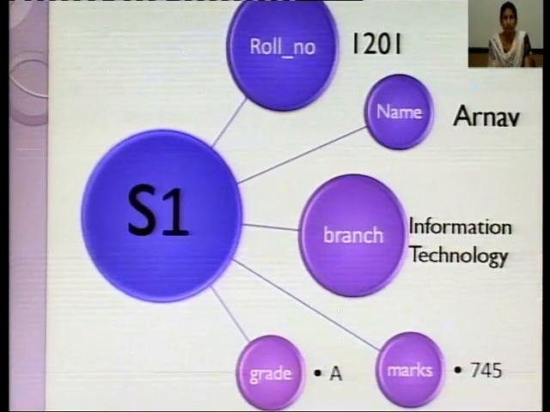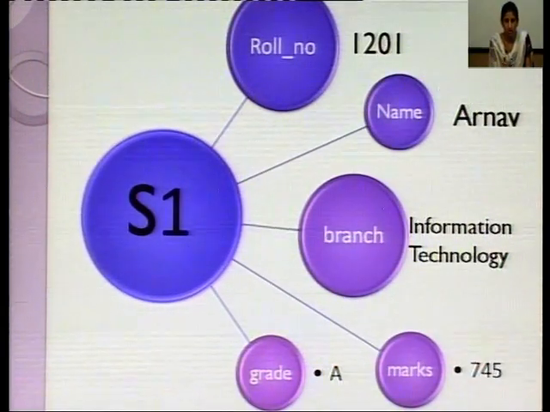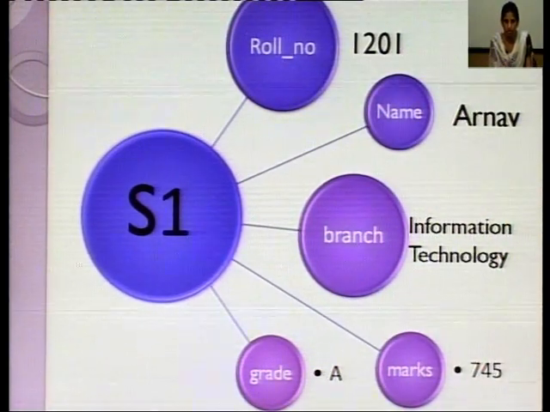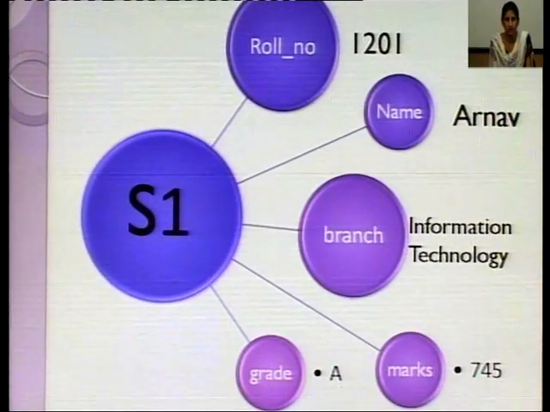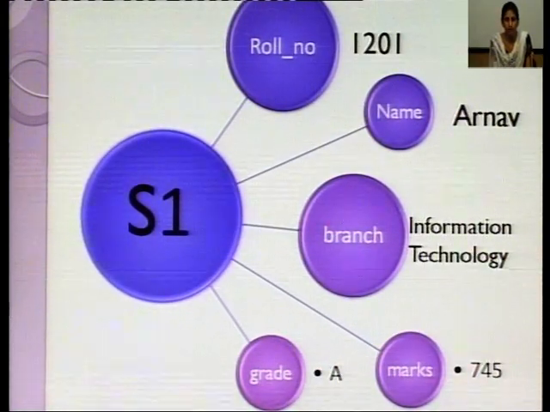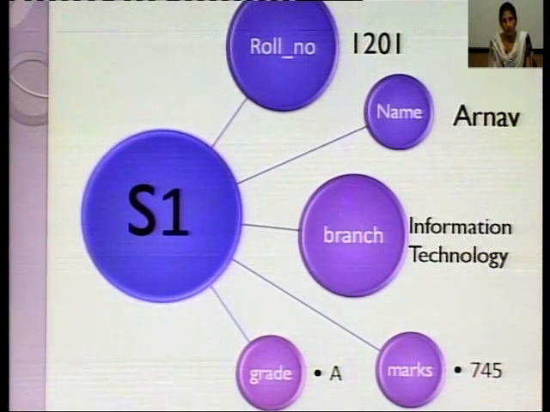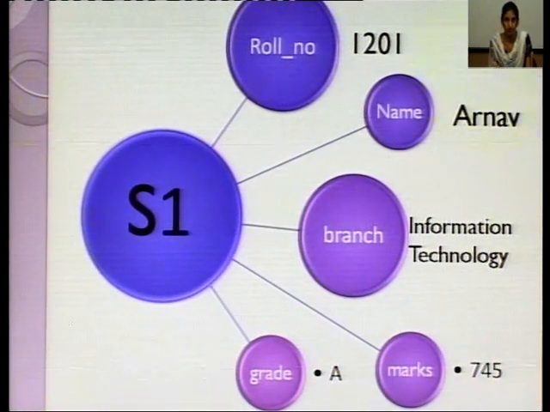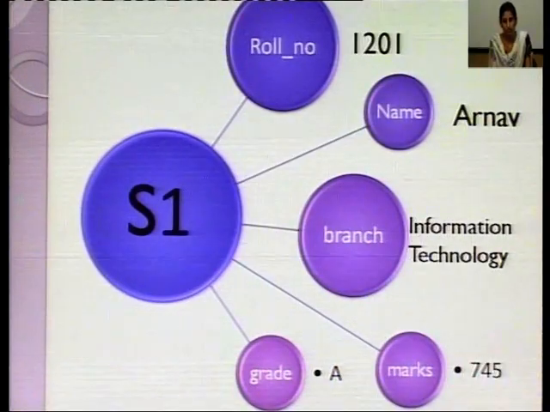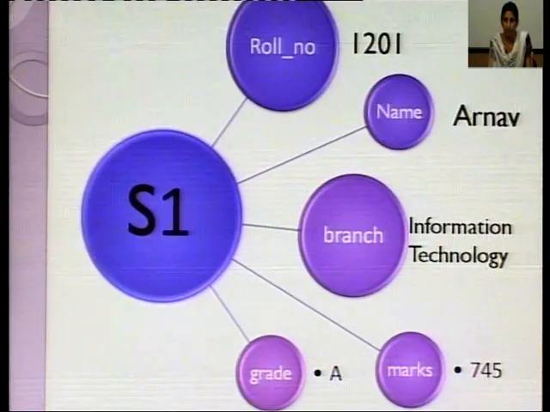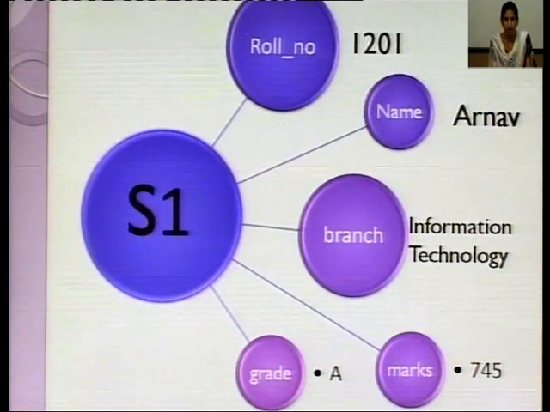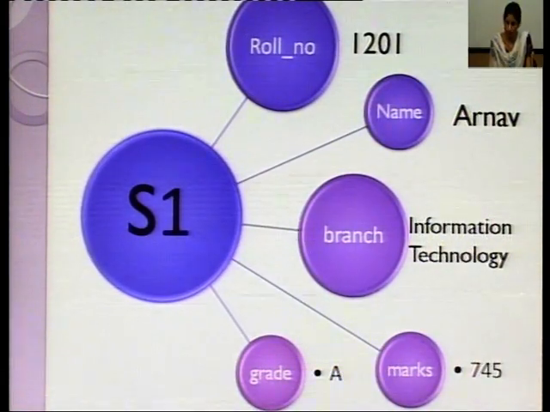This is a graphical representation of a structure. Variable S1, roll number, name, branch, marks and grade all are related to the S1 structure. And then these values: roll number's value is 1201, name's value is Arnav, branch value is information technology, marks value is 745 and grade value is A. All these values will be initialized to S1.